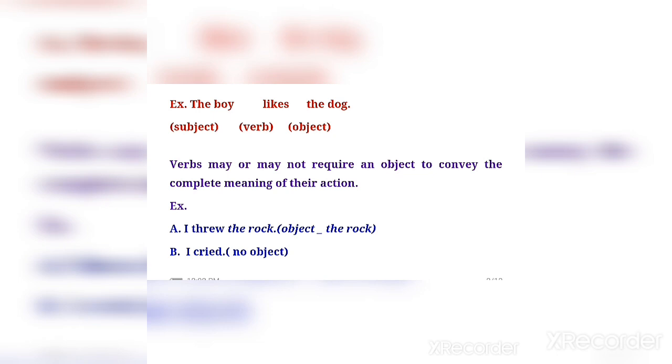First example says: I threw the rock. So the rock is the object that is completely affected by the verb threw. The second says: I cried. In the second sentence you can see that there is no object. But without having any object, it gives its full meaning: I cried.